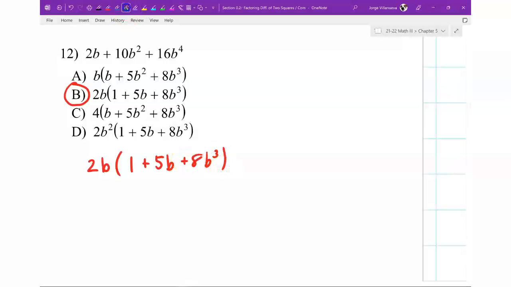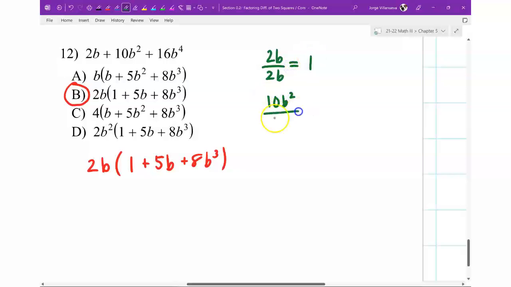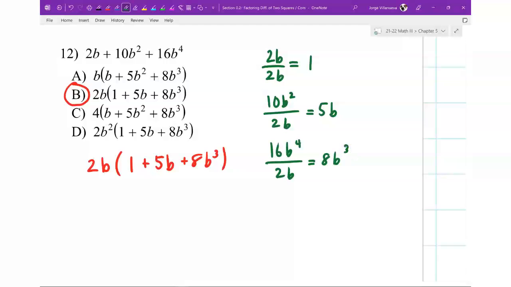And I'll show the work really quick on the side, just in case you're wondering, like, how did I do that? So this equals 1, because everything cancels. 10b squared over 2b will be 5. Notice the power is 2 minus 1, so that's a 1 left, so that's a b. And then 16b to the 4th over 2b, that's 8b to the 3rd, because 4 minus 1 is 3. So that's how I get all three terms inside that parenthesis. So yeah, the answer would be B.